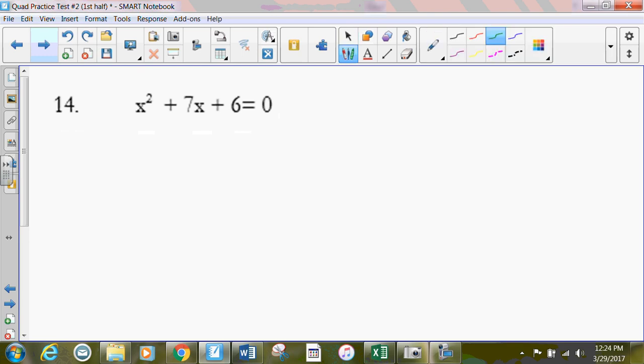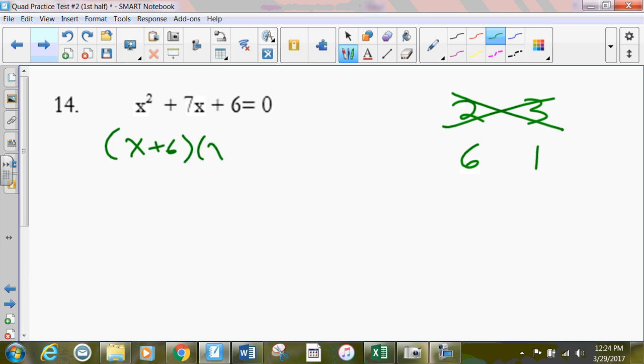Well, I think about 2 and 3, right? 2 times 3 is 6, but unfortunately, 2 plus 3 is 5, so that's not going to work. How about the only other option we have, 6 and 1. 6 times 1 is 6. 6 plus 1 is 7. So let's use 6 and 1.